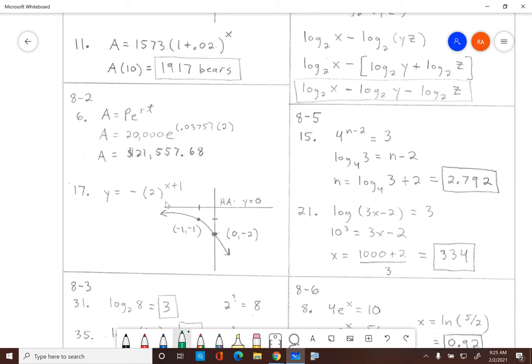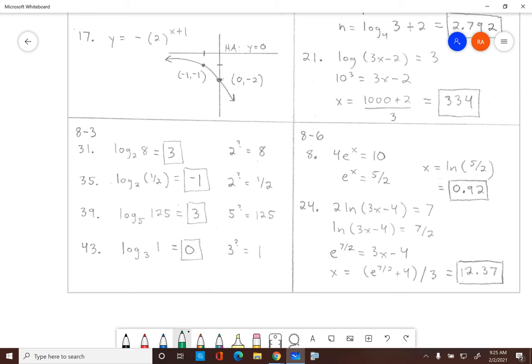So if I plug in -1 now for x, I get 2 to the 0, which is 1. Change that sign, -1. If I put in a 0 now, this is 2 to the 1, which is 2, and then change that sign to -2. So I have this. It's going to keep growing, only going down as you go to the right.